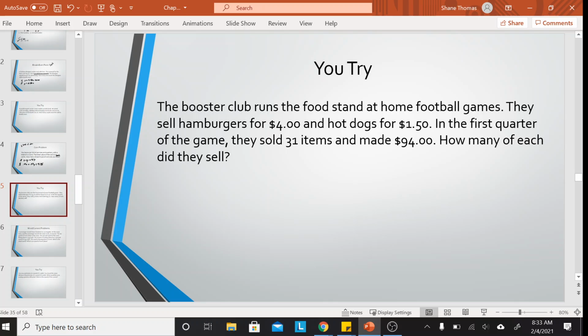All right, so value items. How many items did they sell? 31. First equation, x plus y equals 31. Okay, now, how much is hamburger? $4. How much is a hot dog? $1.50. How much do we make? There you go. There's your two equations. Substitution or elimination.